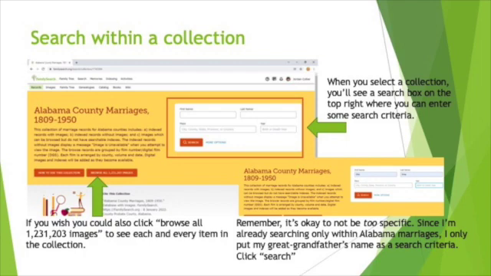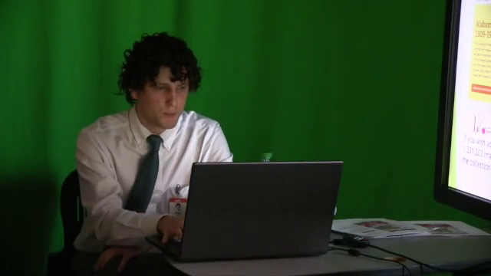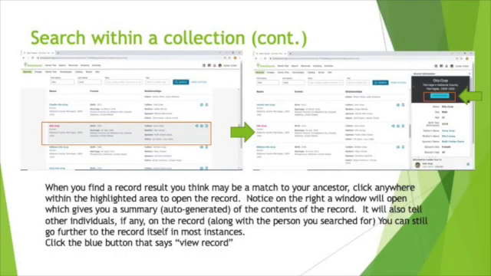Your first course of action will be to go to the search bar here and type in the names of your ancestors that you're looking for. Unless you have lots of free time. And you may very well. I'm not here to judge, but you do have that option if you wish. 2 million images, that's a lot of free time. Now, as I pointed out, it's okay to not be too specific. Since I'm already searching only within Alabama marriages, I'm just going to put my great-grandfather's name as my search criteria. So I put Otis Gray, and I click search. And it's going to give me all the records that it thinks might match my criteria.